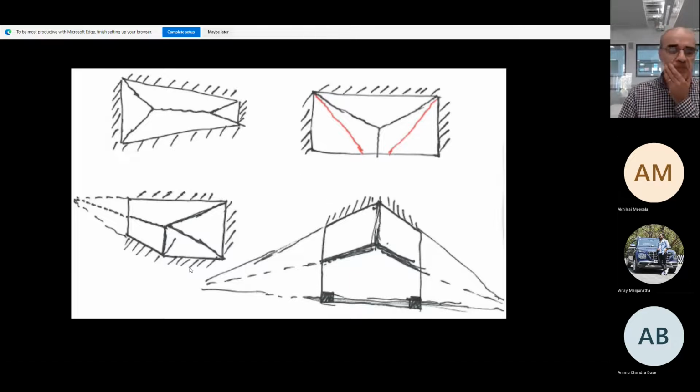The next one is a slab that has got 5 sides, right?